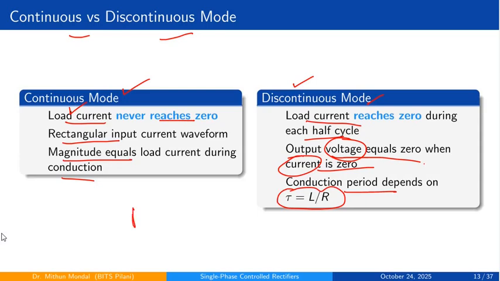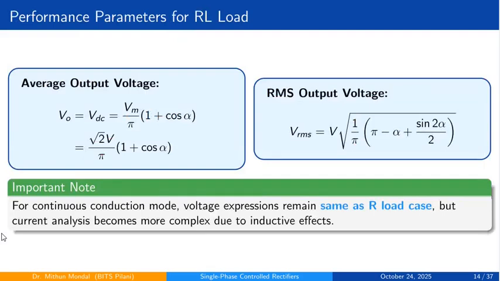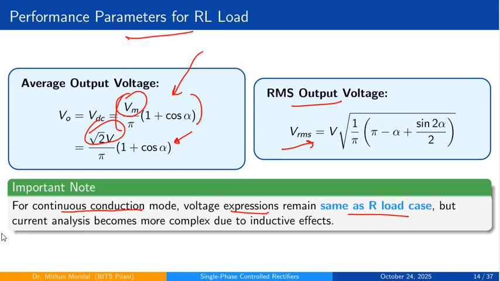So whenever you have an RL load combination, you can have continuous as well as discontinuous mode depending upon the value of the parameters. If you see the performance parameters for the RL load, the average output voltage, which is the DC voltage, is given by Vm by pi times (1 plus cos alpha). Again, the maximum value is equal to root 2 times the RMS voltage. So the RMS output voltage is given by this expression, and for continuous conduction mode, the voltage expression remains the same as for the resistive load case, but current analysis becomes more complex due to the inductive effect.